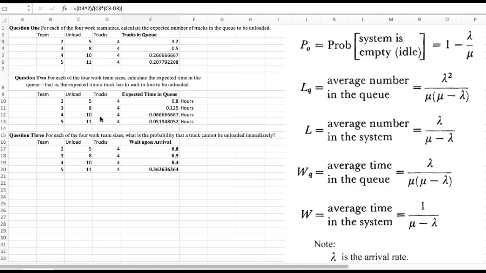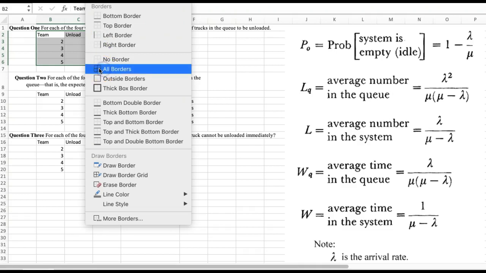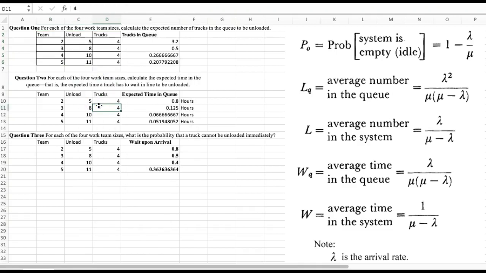I want to go over the first question that we have. Here we do have some math equations that we're going to go over. For each of the 4 work team sizes, calculate the expected number of trucks in the queue to be unloaded. So in question 1, what we want to do for all 3 of these questions is create this little chart right here. I'm going to go ahead and put borders around that so that we can say, hey, we're going to copy that data and put it into the next 3 questions.